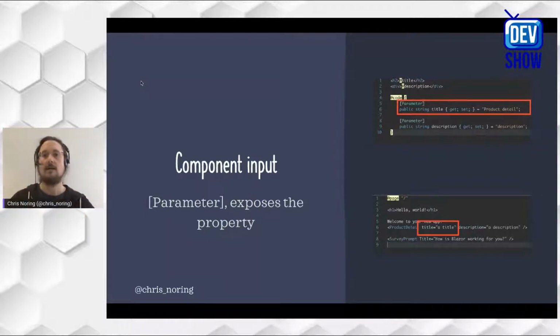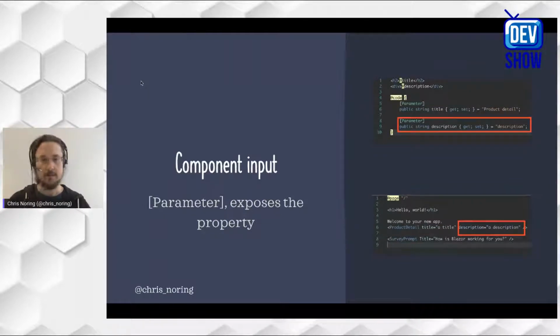But as soon as I add this square bracket parameter to title, it becomes public and I can set it from the outside. This is how data flows into a component, and I have the ability to now render this data within the component in the rendering section here from line 1 to 3. Here's another parameter. It's declared the exact same way with a square bracket parameter, this time for a variable called description.